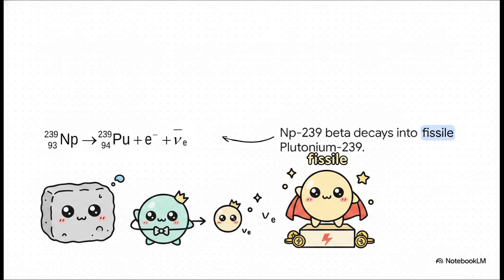But guess what? Neptunium-239 is also highly unstable. So over the next 2.3 days or so, it undergoes a second beta decay. Another neutron turns into a proton, bumping it up to element 94 on the periodic table. And here's the grand finale. It turns into plutonium-239. We have just successfully bred a brand new, fully fissile, high-value nuclear fuel out of a rock that was otherwise incredibly hard to split.